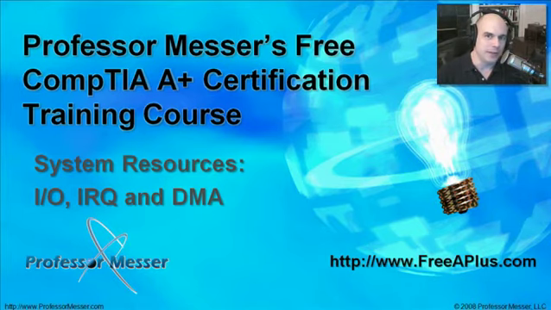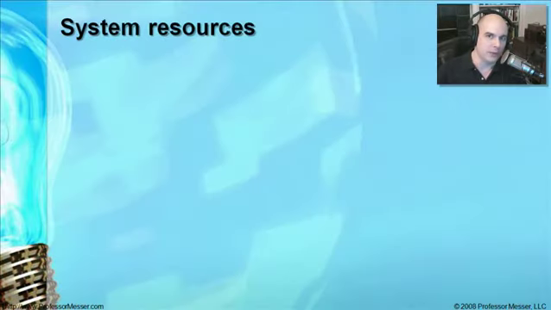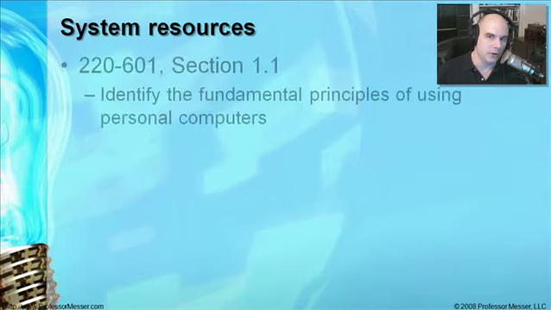I'm James Messer, and in this module, we're going to look at system resources. We got a mouthful of abbreviations: IO, IRQ, and DMA. We're going to step through what each of those is. And although they look a little unusual, these are really important to know about. So we're going to decipher and make sure that you're aware of how those are used inside of your computer, because those system resources are incredibly important.